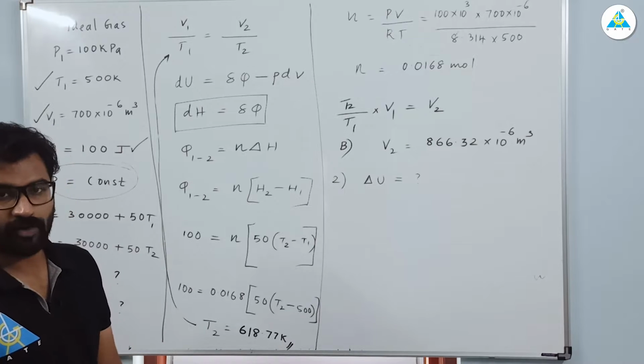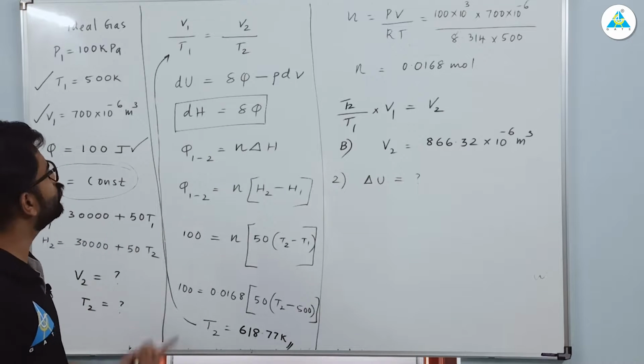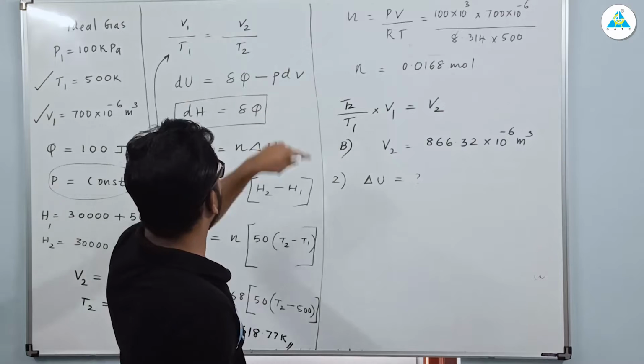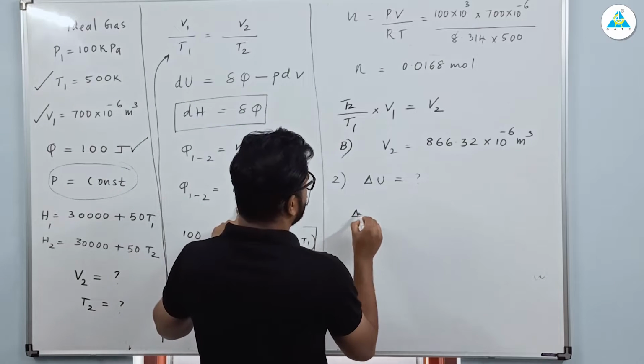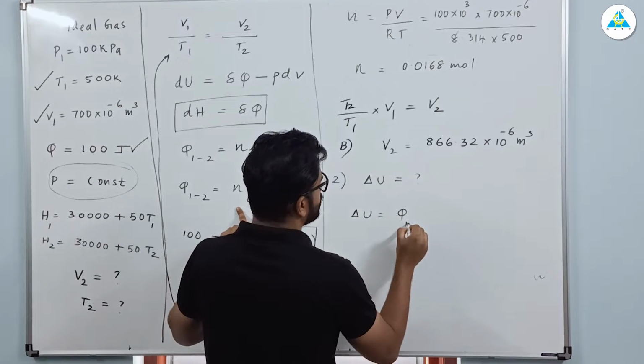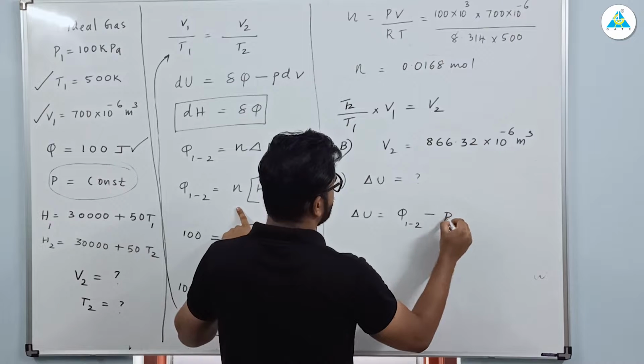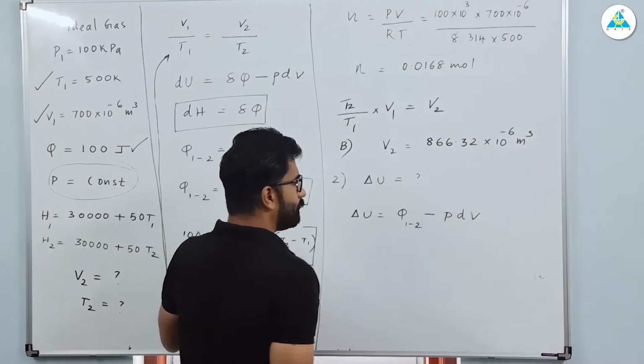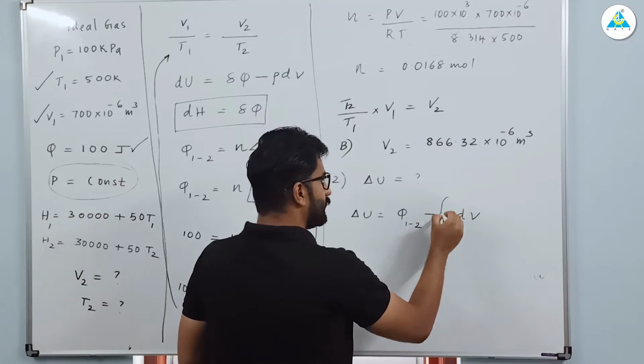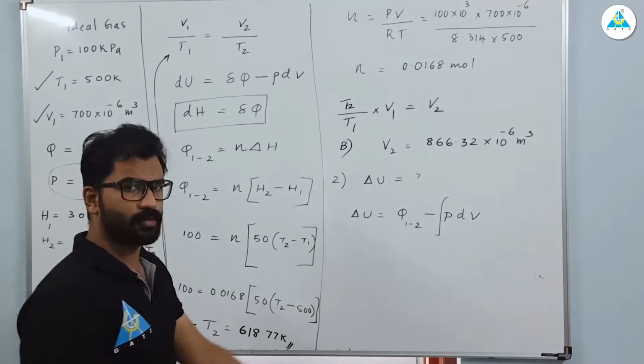You have to find the answer now. How to find delta U? You know the first law equation, right? यही equation है यार. What is delta U? Delta U is the heat transfer during that process minus work transfer or PdV, or we can say the integration of PdV for that process.